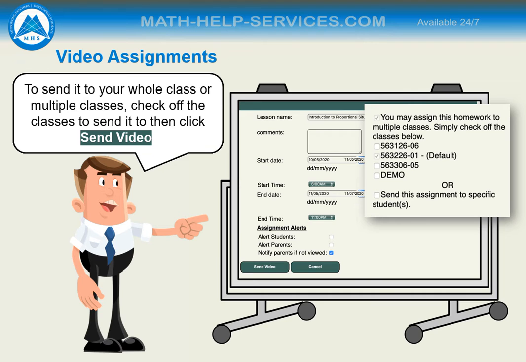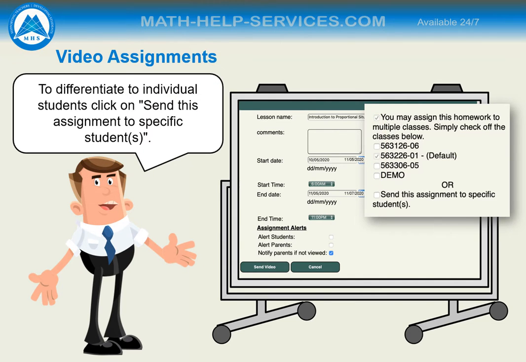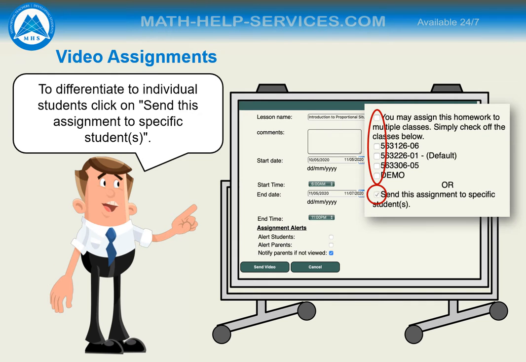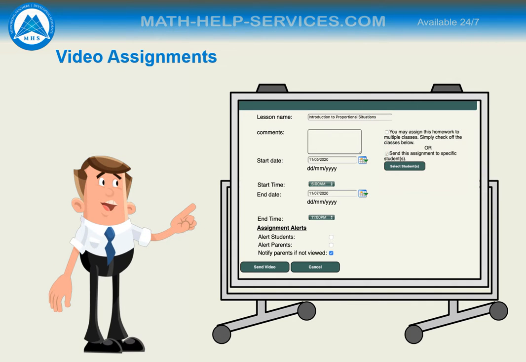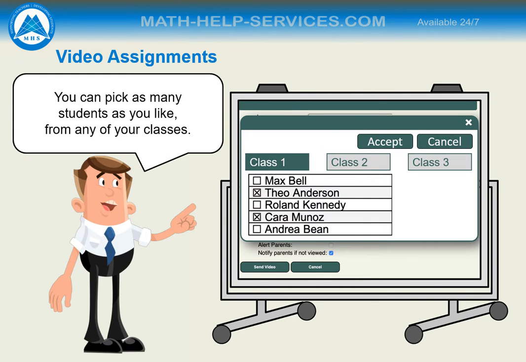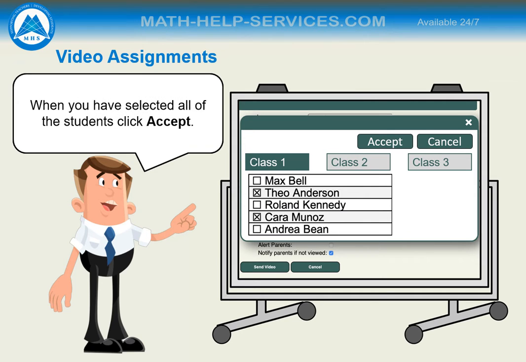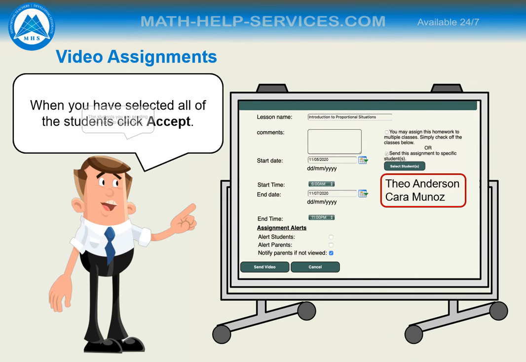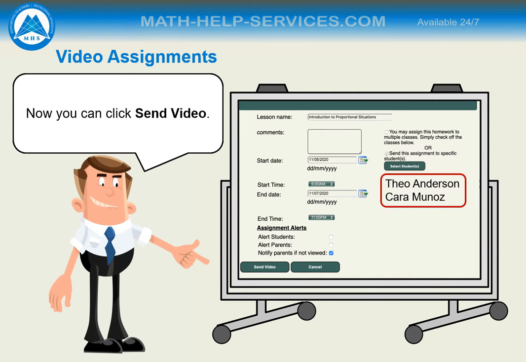To send it to your whole class or multiple classes, check off the classes to send it to, then click Send Video. To differentiate to individual students, click on Send this assignment to specific students. Click on Select Students. You can pick as many students as you like from any of your classes. When you have selected all of the students, click Accept. The students you are sending the video to appear here. Now you can click Send Video.